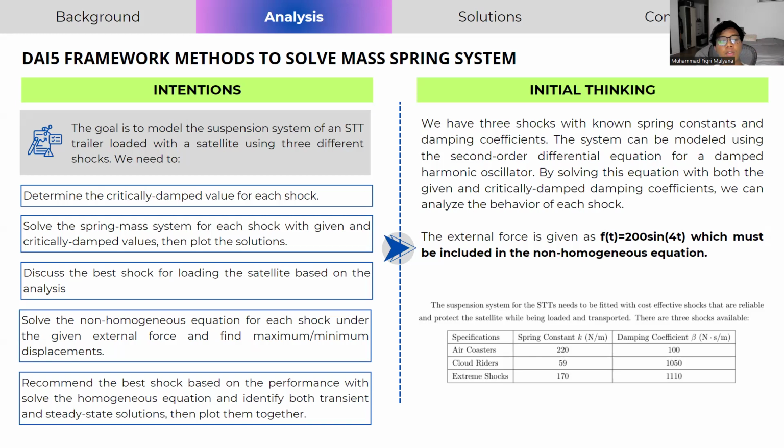And the fourth one is we have to solve the non-homogeneous equation for each shock under the given external force and find maximum or minimum displacement. And the last one is recommend the best shock based on the performance, with solve the homogeneous equation and identify both transient and steady state solution, then plot them together.